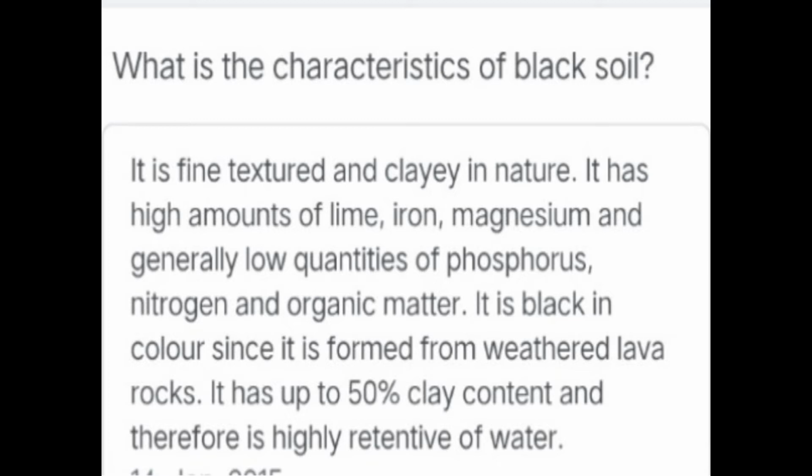So, what are the characteristics of the black cotton soil? The black soil is clay in nature. It has high amounts of lime, iron, and magnesium, and is generally low in phosphorus, nitrogen, and also organic matter. It is black in color since it is formed from weathered lava or the emergence of volcanic material. It has up to 50% of clay content.